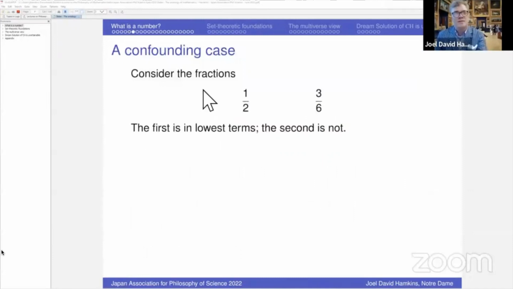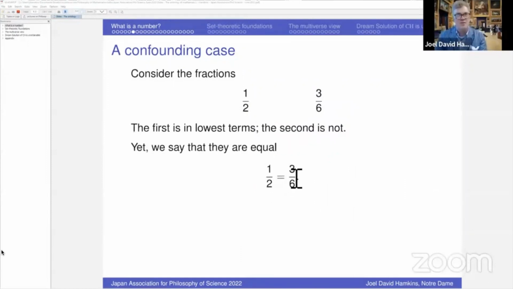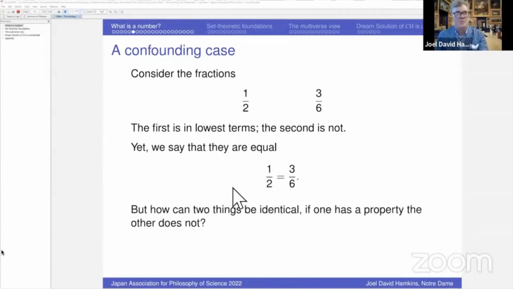So here's another kind of confounding case. If you think about the fractions 1/2 and 3/6, well, 1/2 is in lowest terms. It's reduced form, but 3/6 is not in lowest terms. But we say that they're equal, they're identical. 1/2 equals 3/6, we'll write it. But how can that be? How can two things be identical if one of them has a property that the other one doesn't have?